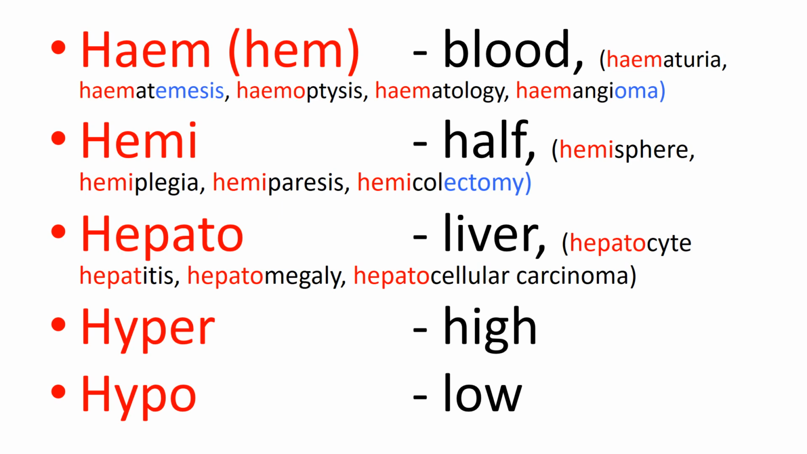Heme means to do with the blood. So H-A-E-M is the traditional English spelling. H-E-M is the American spelling, the US spelling. Doesn't make any difference. Both mean blood. So hematuria, prefix heme, suffix urea, that is blood in the urine, bleeding into the urine.